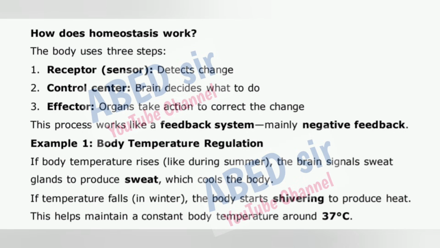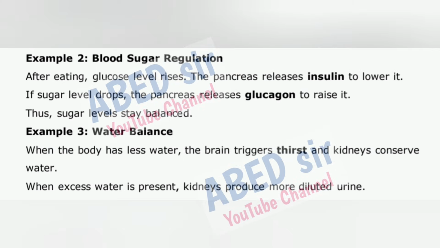Example 1. Body temperature regulation. If body temperature rises, like during summer, the brain signals sweat glands to produce sweat, which cools the body. If temperature falls, in winter, the body starts shivering to produce heat. This helps maintain a constant body temperature around 37 degrees Celsius.